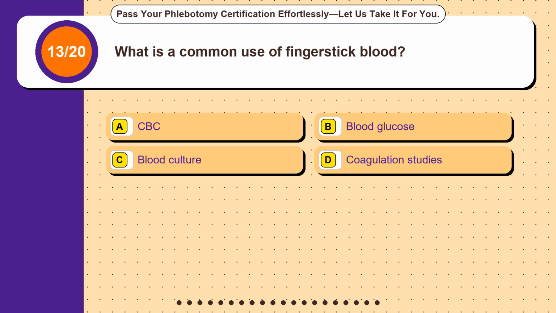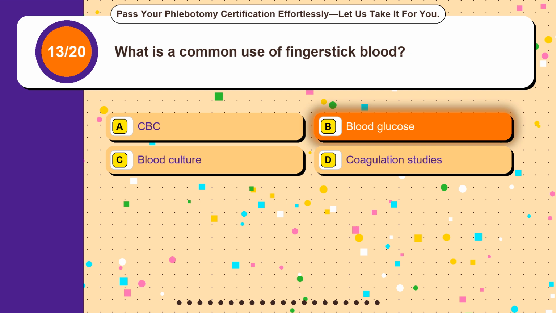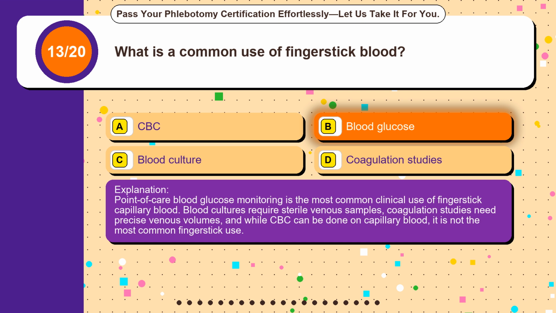Question 13. What is a common use of fingerstick blood? Option A, CBC. Option B, blood glucose. Option C, blood culture. Option D, coagulation studies. The correct answer is option B, blood glucose. Point-of-care blood glucose monitoring is the most common clinical use of fingerstick capillary blood. Blood cultures require sterile venous samples, coagulation studies need precise venous volumes, and while CBC can be done on capillary blood, it is not the most common fingerstick use.